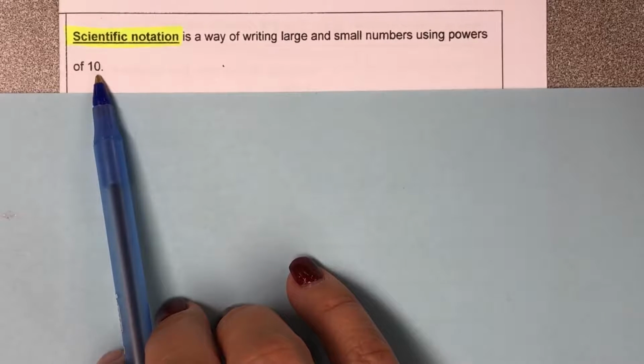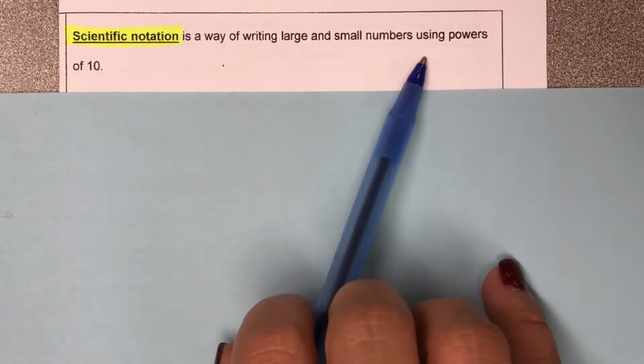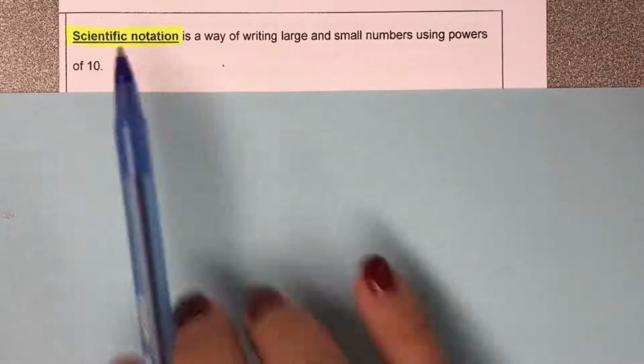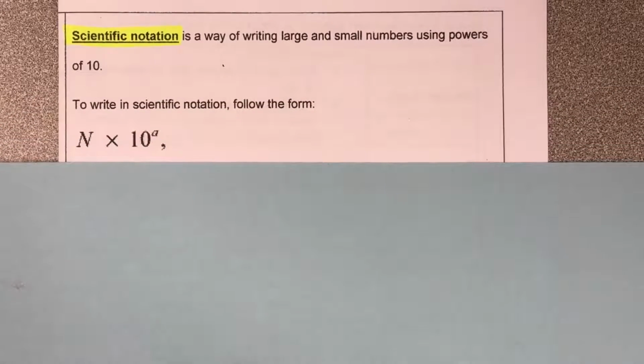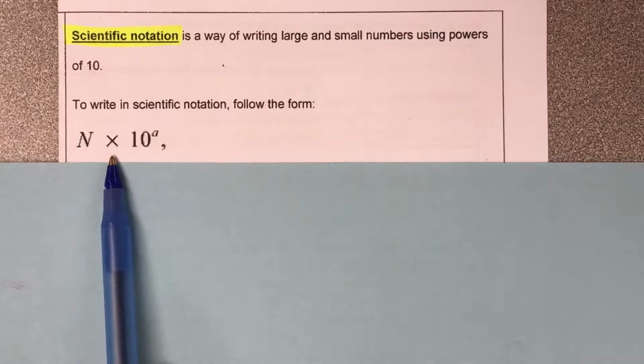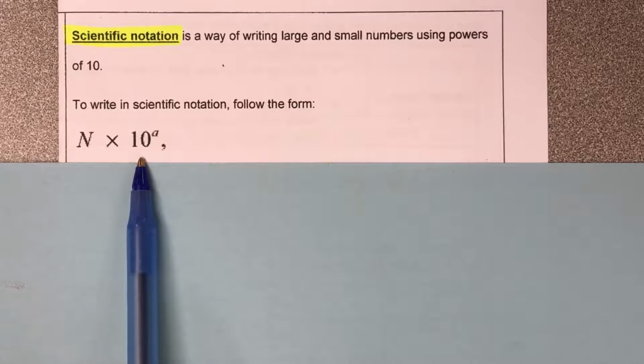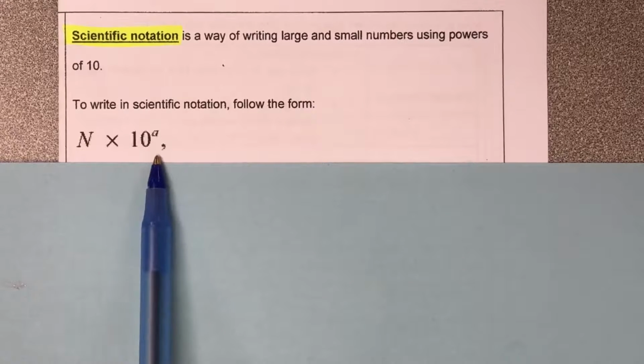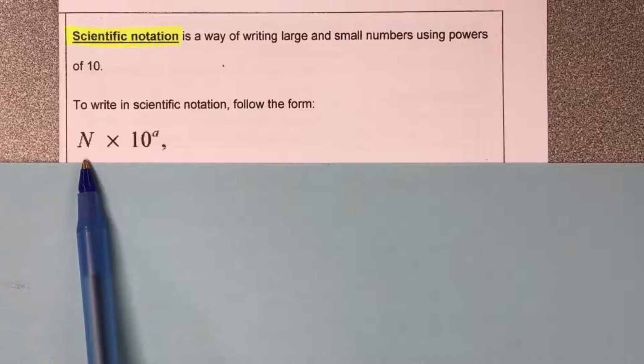So the numbers don't have to be too large or too small. Any number can be written in scientific notation, but it's important to use a power of 10 in the process. And it could look like this: a number multiplied by a power of 10. I'm going to show a few examples: what kind of number, what kind of power, and how to write in scientific notation.